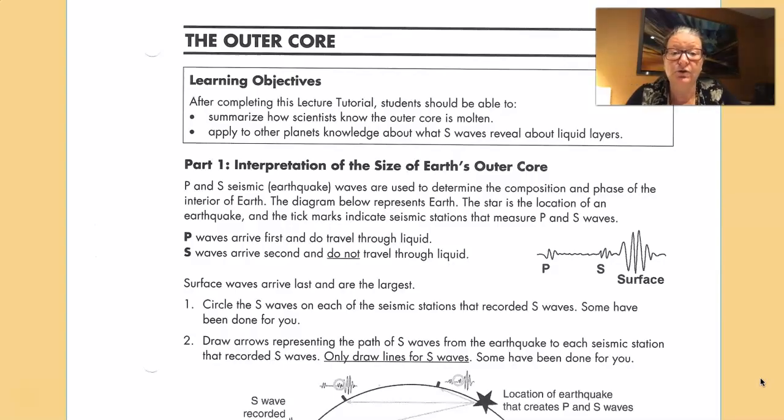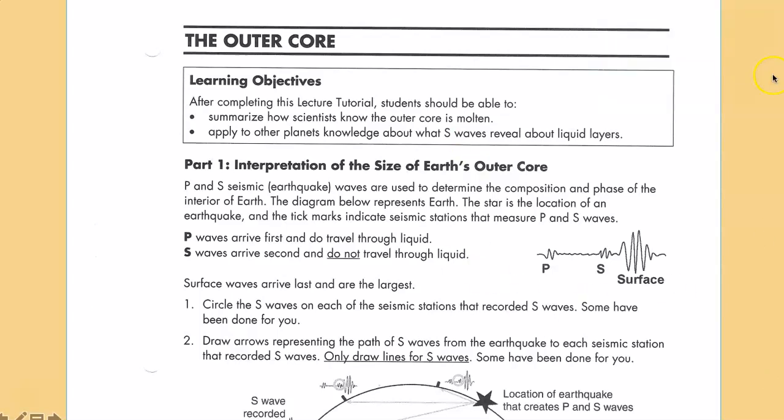So I've asked you to look at pages 37 and 38 in your lecture tutorial. So let's look at these together. The first part asks you to interpret the size of Earth's outer core based on the presence or absence of S waves. So remember that P waves travel through solids, liquids, and gases, but S waves only travel through solids. So the outer core, if it's liquid, is going to stop the transmission of S waves.